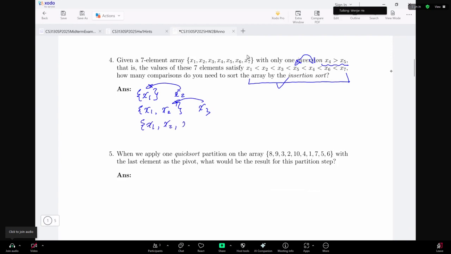Then x1, x2, x3, x4. How many comparisons to get it ordered? Then continue. After x1, x2, x3, x4, this time x5. Look at the specific information: one comparison. Do you need to do another comparison? Based on the information given here, you make your decision.